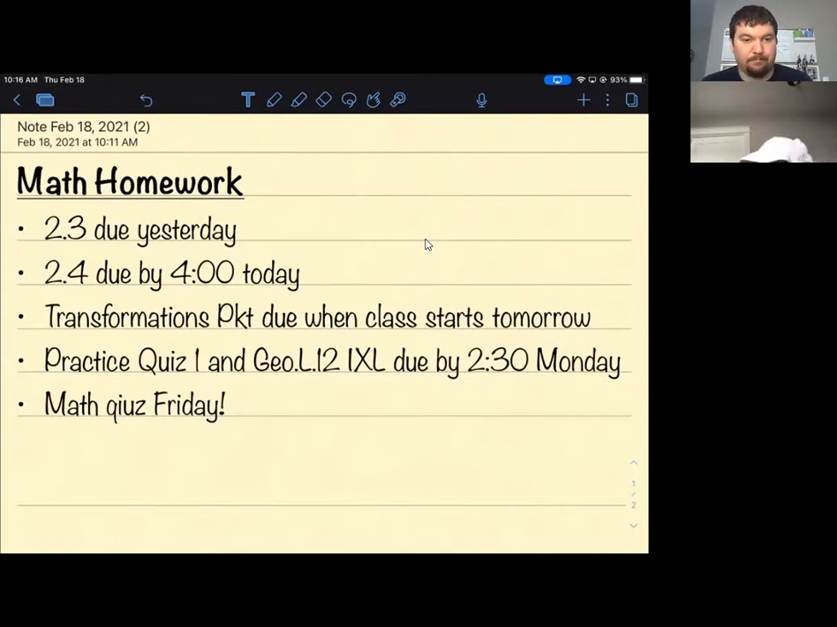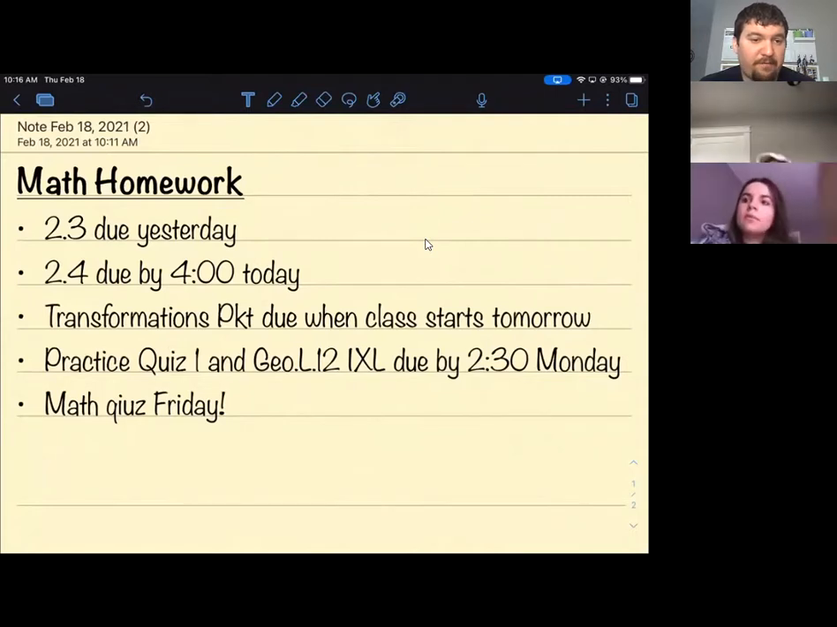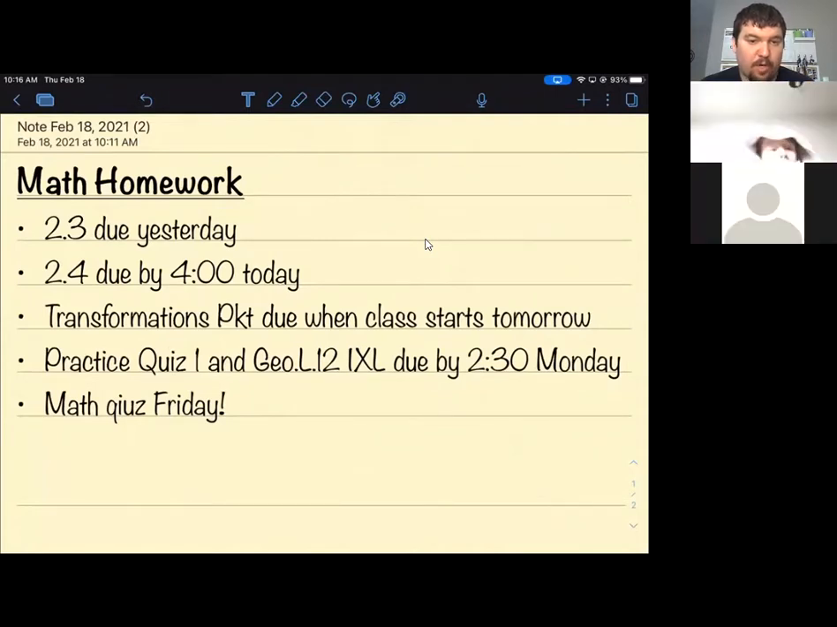was due yesterday. So hopefully you've already got that turned in. The 2.4 rotations homework that we did Tuesday and then finished up a little bit yesterday is due today. Okay, so all the rotations homework problems are due today. I've extended that deadline to 4 p.m. just to give you a little extra time to work on it.